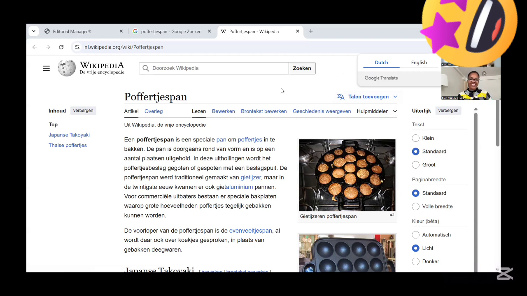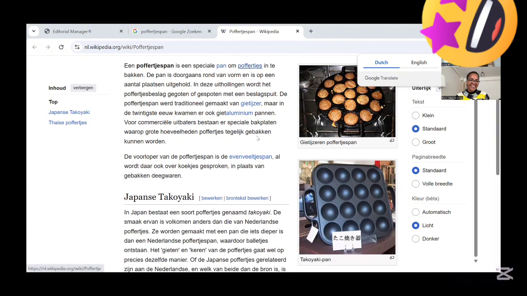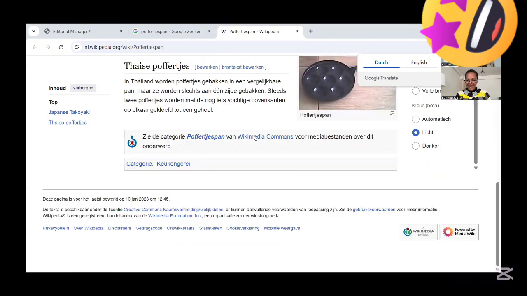So pan is pan and poffertjes is the small pancakes. Okay. So it's the same pans. Oh wow. Yeah, it is, huh? Yes. Okay, so those are some of the foods. Now, okay, let me continue sharing.